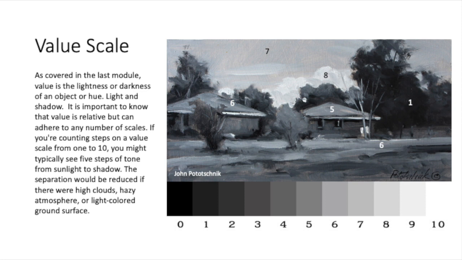However, it's important to know that often value schemes rarely tend to go completely black or completely white. Even the darkest part of this painting only hits about a 1 on the value scale, and the lightest hits about an 8. Nothing hits completely white or completely black.